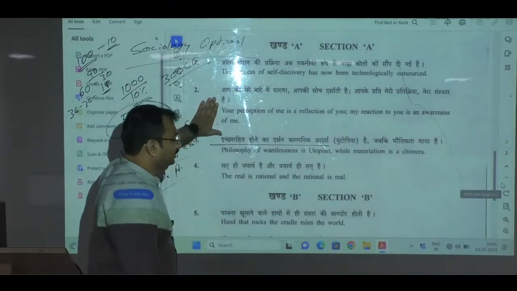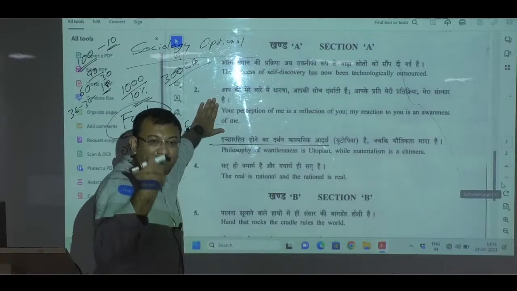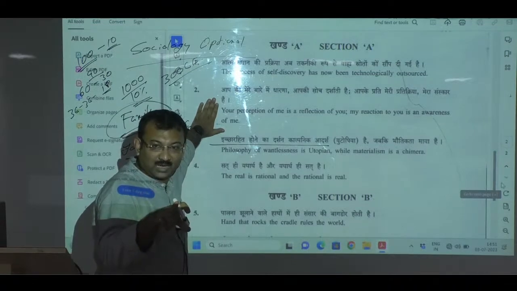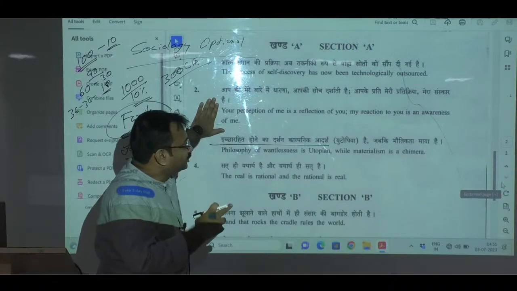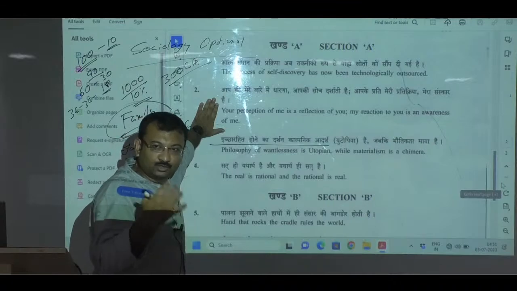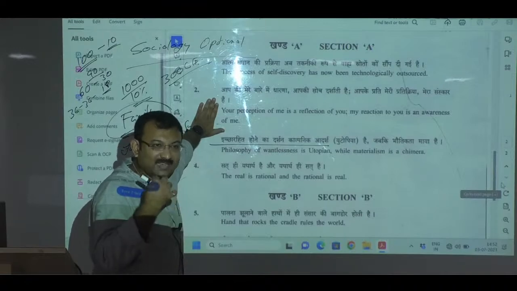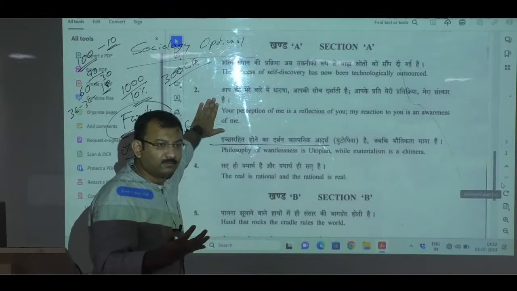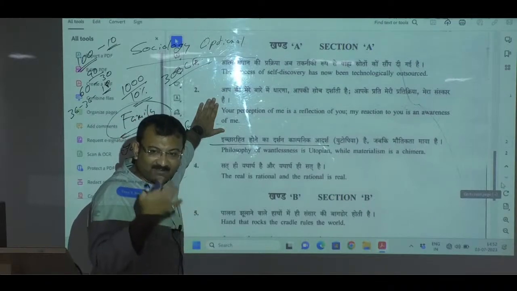Your perception of me is a reflection of you. How you see me, whether you see good in me or you see bad in me, it depends on your own mindset, your own point of view. And your point of view is completely based on your own understanding. My reaction to you is an awareness of me. How am I going to react to you? Am I going to react badly? If I genuinely hold myself in good esteem, something will stop me from behaving really badly. I won't feel comfortable to behave really badly. That comes from my awareness about myself.